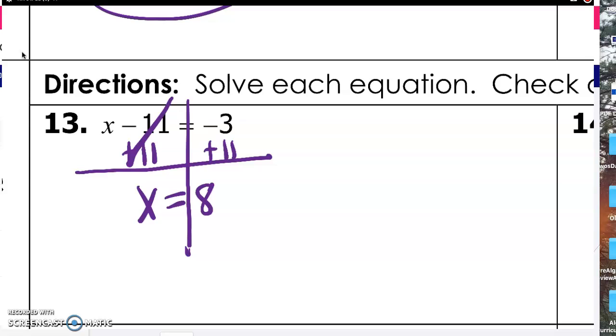So again, if you wanted to check in your calculator, you would put 8 minus 11, hit your equals, and you would get negative 3. So there's your answer.